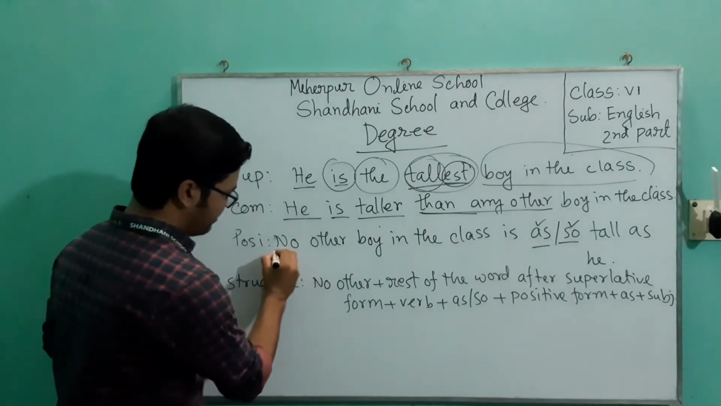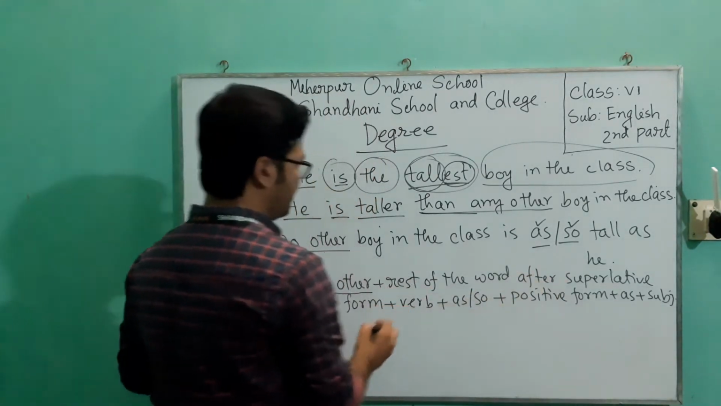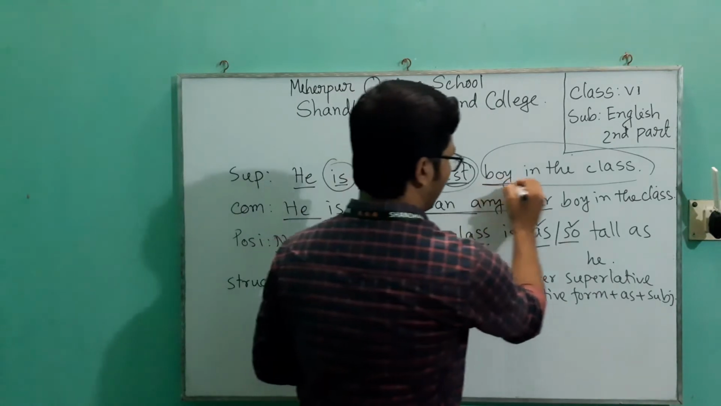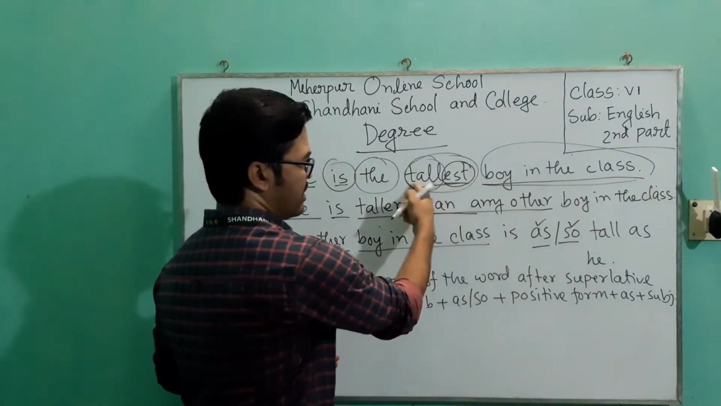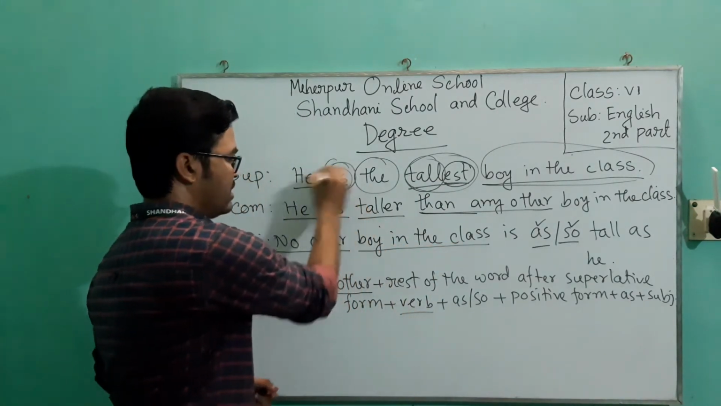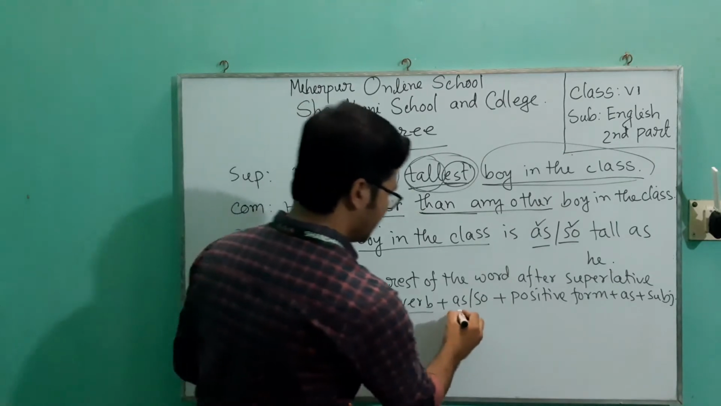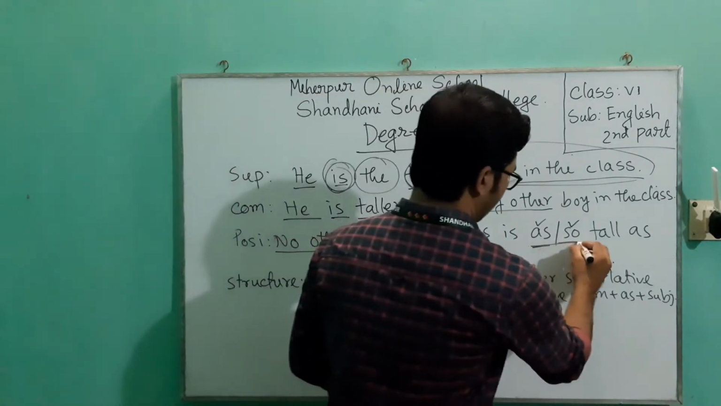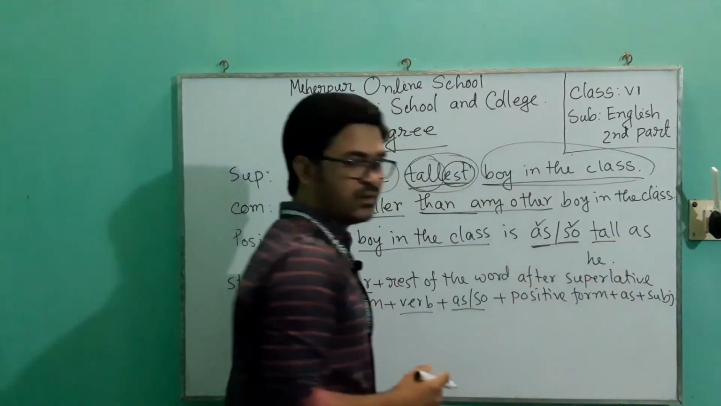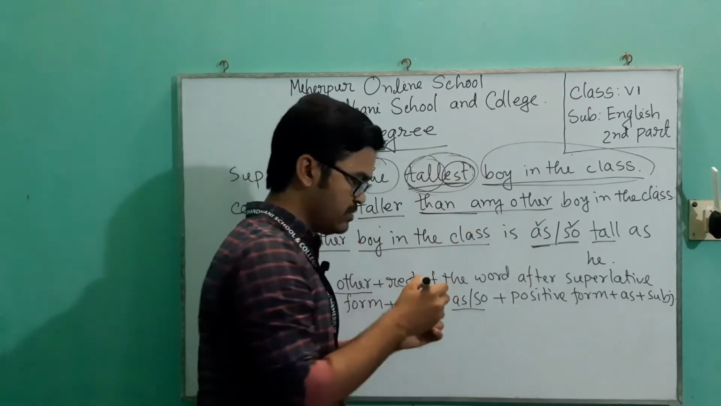At first I have written here no other from the structure, then rest of the words after superlative form. I have written here boy in the class. Now see that this boy in the class is the rest words after superlative form. Then verb, here verb is, so I have written the verb is. Okay, dear students, next as oblique, so I have written as oblique, so you can write 1. Then positive form. Positive form I have written here tall, because tallest is the superlative form.